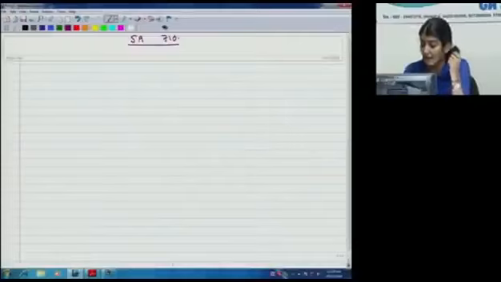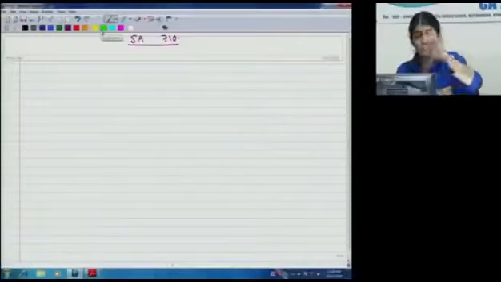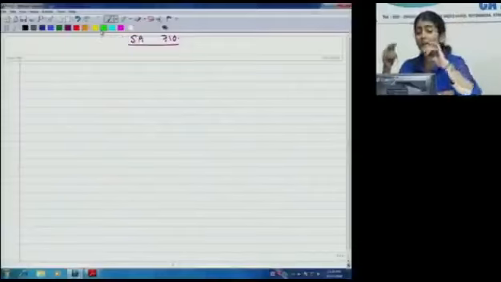Then after that we talked about the reporting on comparative. Yes, and two possibilities, corresponding figures and comparative financial statements.